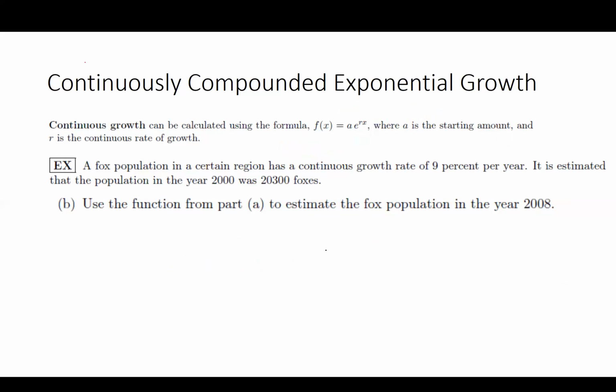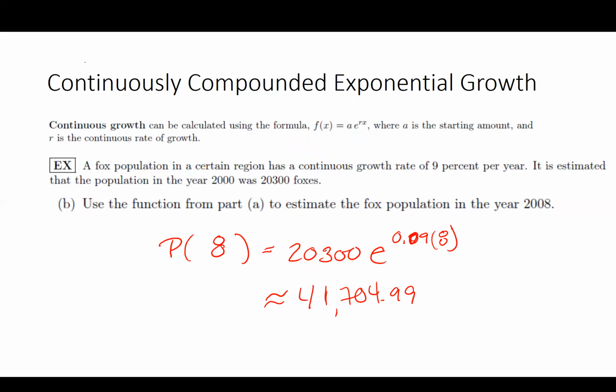So now I want to find the fox population in the year 2008. So I'm just going to take that equation and plug 8 into it. And I end up with 41,704.99 foxes. I'm going to go ahead and round that up to 41,705 foxes. Okay.